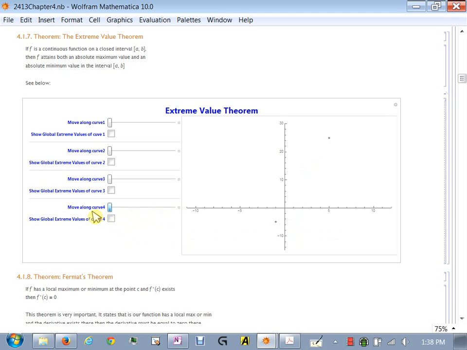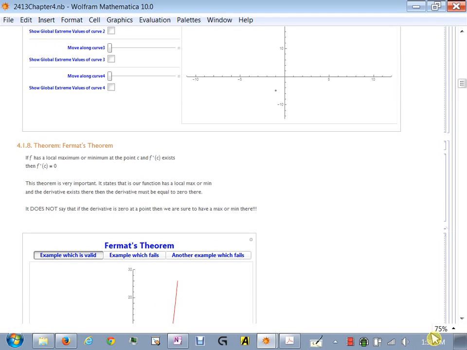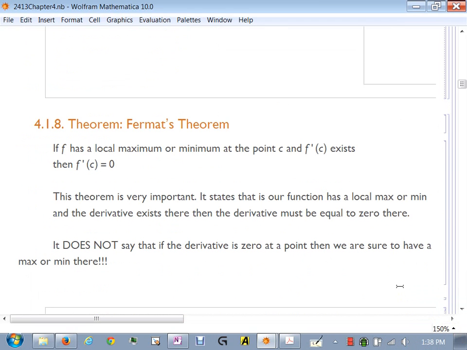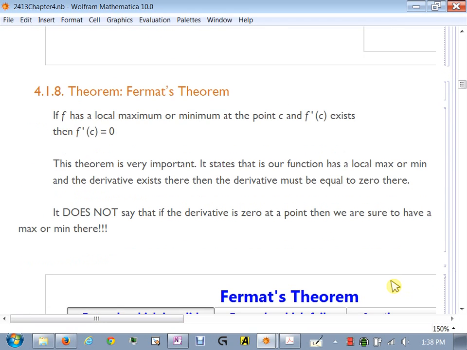So be careful. That's all that's about. Okay, Fermat's theorem. Let me blow this up so we can see it. This is all in your book, and all these notes are online, of course. If f has a local maximum or minimum at some point c, and the derivative exists, then the derivative is 0.